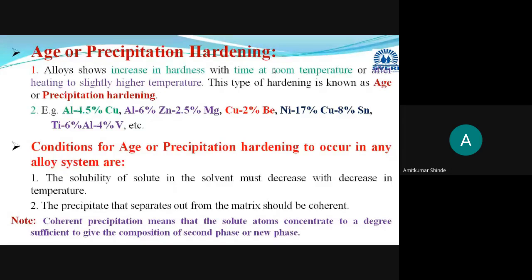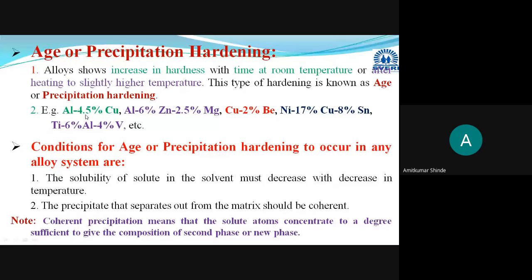Okay, so this is age hardening or precipitation hardening. Due to these aging processes, there will be some increase in the hardness. That's why it is termed the age hardening and precipitation hardening process. Then next are some examples. You have to write some examples. Already I have explained that. Beryllium bronzes, that is copper with 2% beryllium. Copper with 2% beryllium will show the age hardening process.